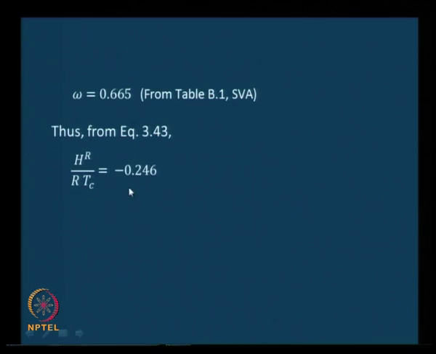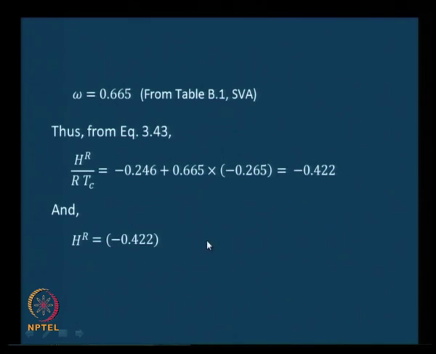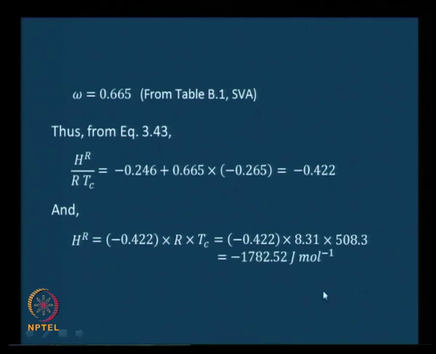HR by RTC is minus 0.246 plus omega 0.665 into minus 0.265, which will turn out to be minus 0.422. And therefore HR is minus 0.422 into R into TC, which will turn out to be minus 0.422 into 8.31 into 508.3, that is minus 1782.52 joules per mole. Now we have the HR value here.